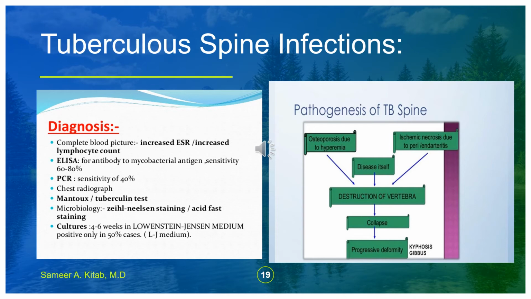Isolation of the TB bacilli with Ziehl-Neelsen staining or acid-fast bacilli staining. Culture takes 4 to 6 weeks on Lowenstein-Jensen medium, and it is positive only in 50% of cases. That's why it is difficult to isolate the TB bacilli in patients with TB spine. The mainstay in the diagnosis is clinical, radiological, and lab. In a country with endemic TB, typical radiologic manifestations are adequate to start anti-TB treatment, because delaying treatment will cause destruction of the vertebral body and deformity or neurologic involvement.